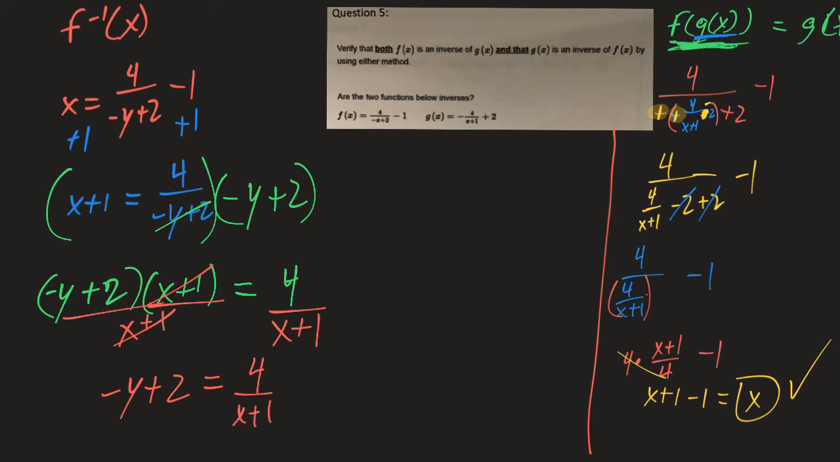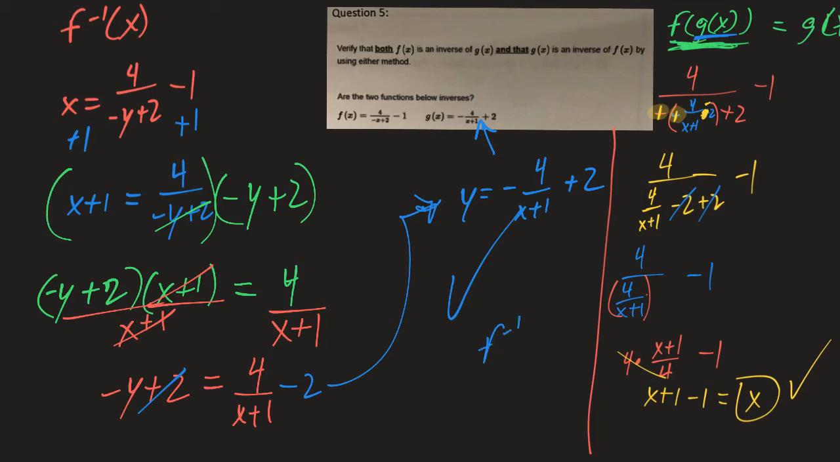Subtract the 2, minus 2. And let's take that negative to the other side. And here we are. Y equals negative 4 over x plus 1 plus 2. And we're going to see, hey, look, that is the same as this. So we can again put our little check mark and say, hey, yes, f inverse of x is the same as g of x. And we've kind of proven that they're inverses that way.